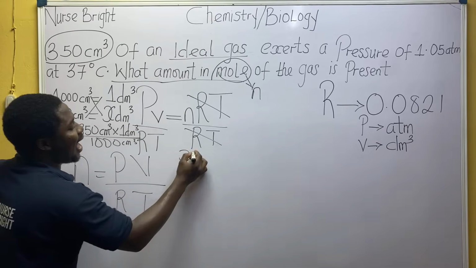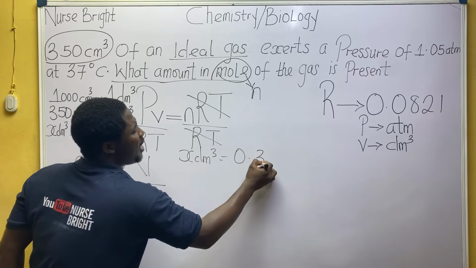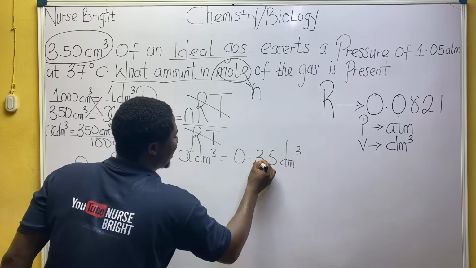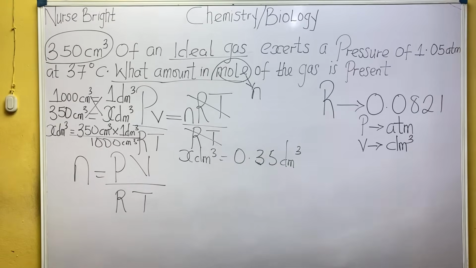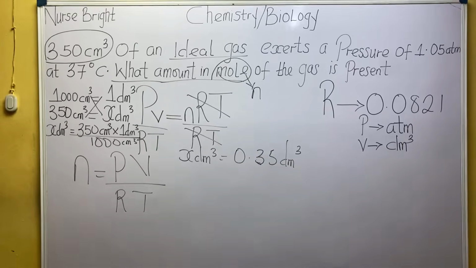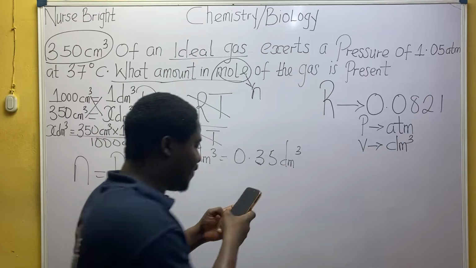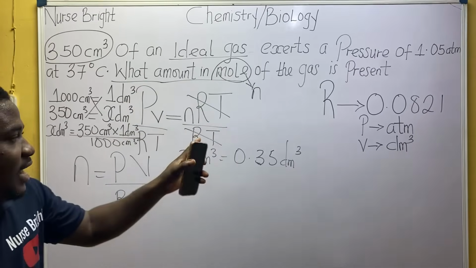So in summary, X dm cube, all these things are not hard, will be 0.35 dm cube. Hope you guys are following me. All these things are not hard at all, right? So that is for that. You can see what is happening, guys. We've divided 350 times 1, all divided by 1,000, and that's 0.35 dm cube.